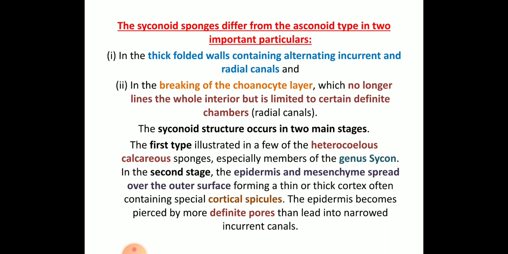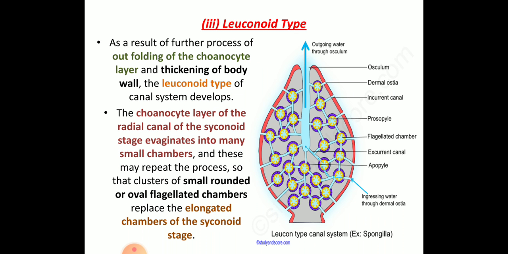So there are some differences. Make a note on that. They can be asked for 3 marks. So if you know about syconoid and asconoid, you can write the difference between them. Next, the last one, that is leuconoid type.